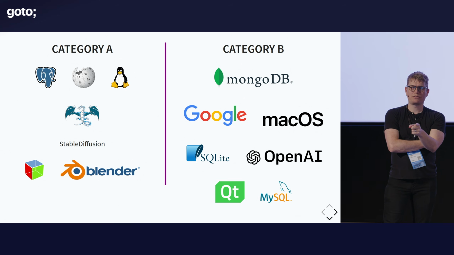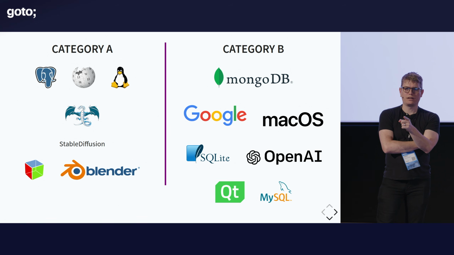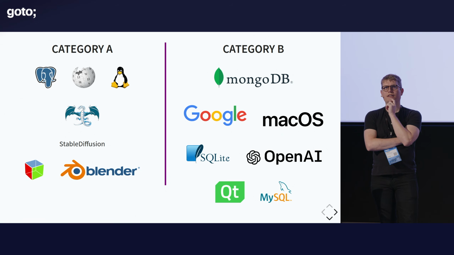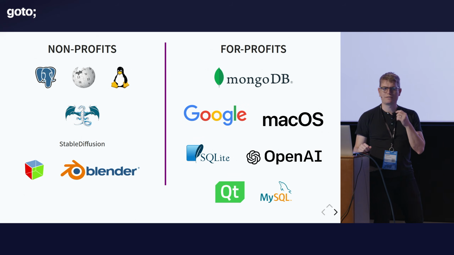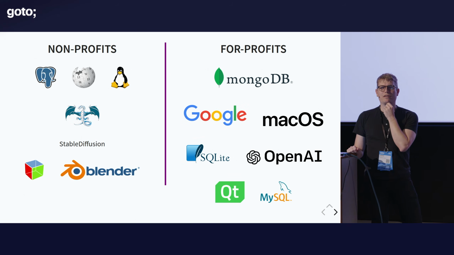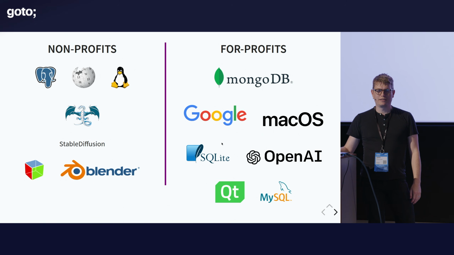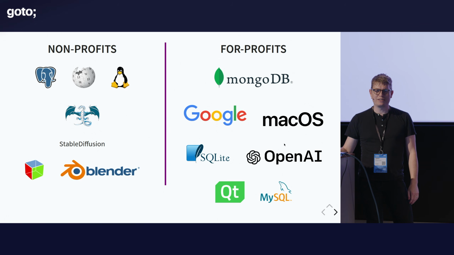No, because SQLite, Qt, and macOS and MongoDB are open source. Yeah, that's the good answer. So the left is nonprofits and the right is for-profits. Side note, I hate this name, OpenAI. It's closed source proprietary. Nothing about this is open. What the hell?